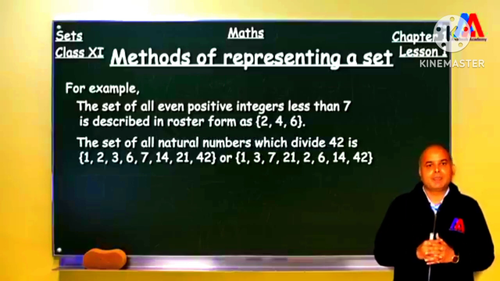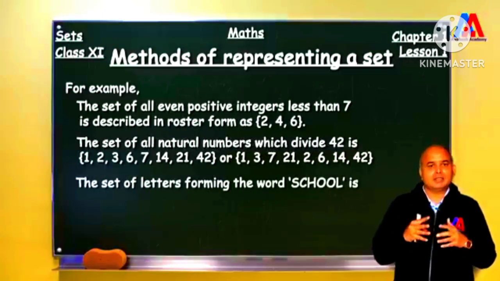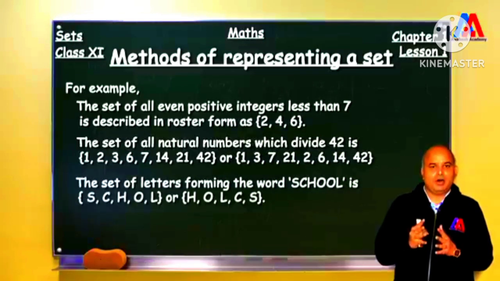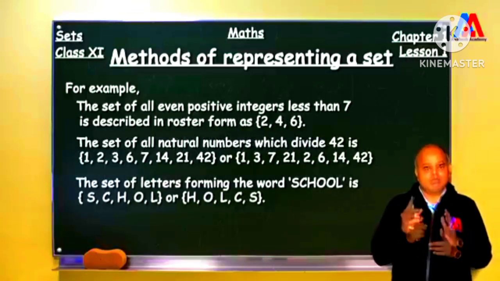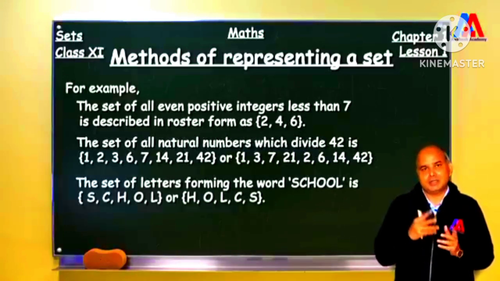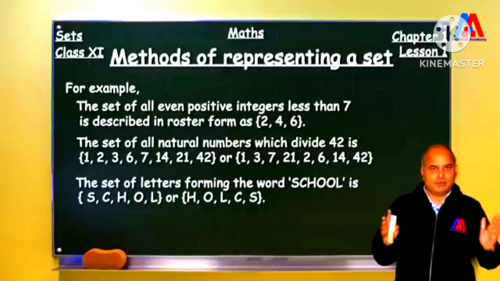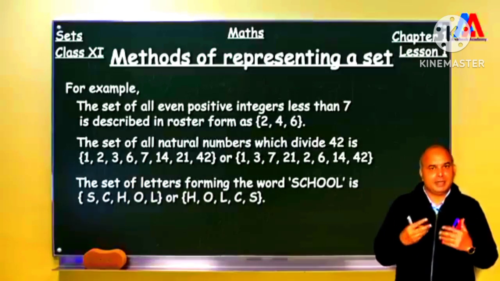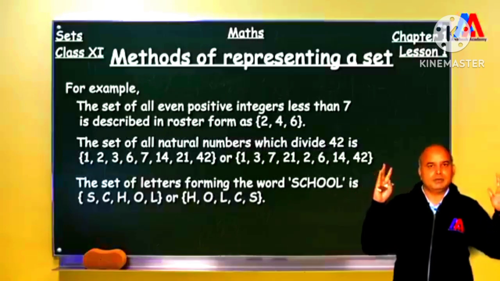The sequence is immaterial. In the same way, for example, if you want to write another set, the set of letters forming the word school, S-C-H-O-O-L, then the set will be S-C-H-O-L or H-O-L-C-S. Here you have seen that in the word school, the letter O appears twice, but in this set it will appear only once. So once you have written the letter O, that's sufficient. You don't have to write the letter twice. So this is an important thing to understand. The two main important things: number one, the sequence does not matter. Irrespective of the sequence, the set should consist of all the elements, and number two, that we should not repeat any element, even though in the original form there can be more than one element used in the original subject.